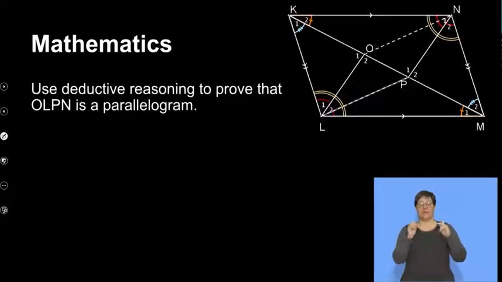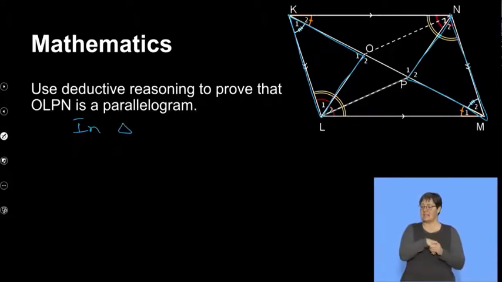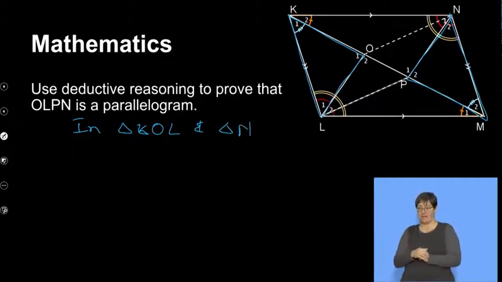All right, so to apply all of this to prove that the middle quadrilateral is actually a parallelogram, we are firstly going to focus on this triangle here, and then we are also going to focus on that triangle there, right? So I'm just going to write them down. So inner triangle KOL, and triangle NMP.